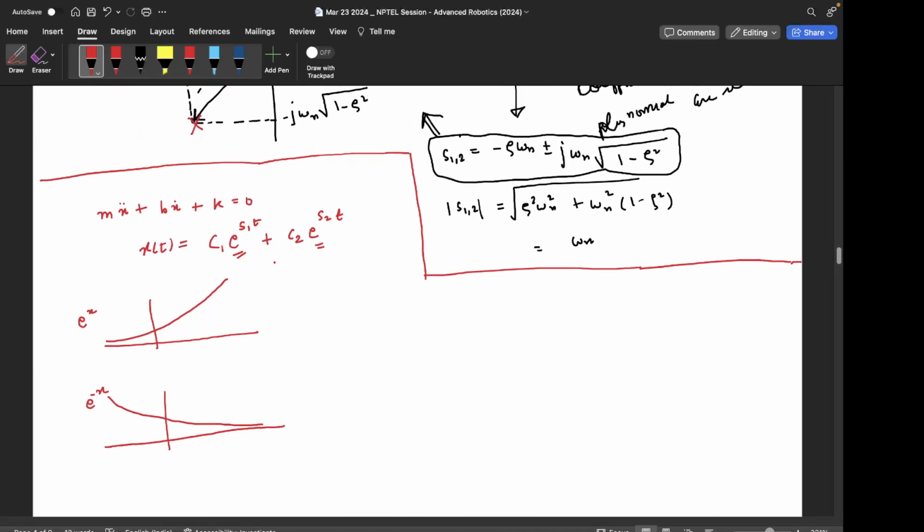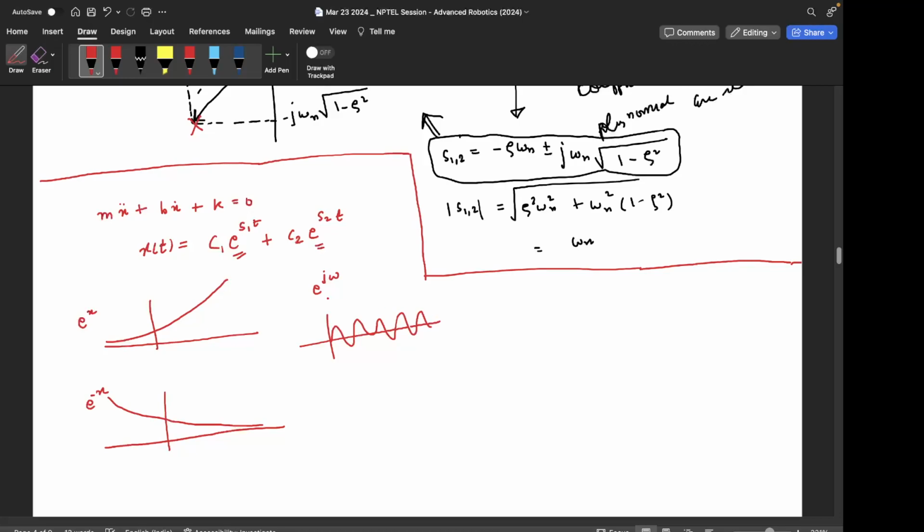Since the response is a combination of exponentials, and this is for the real case, if there is an imaginary component, then the response is sinusoidal or oscillatory.